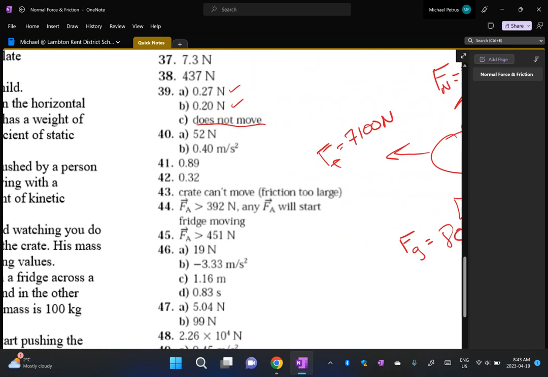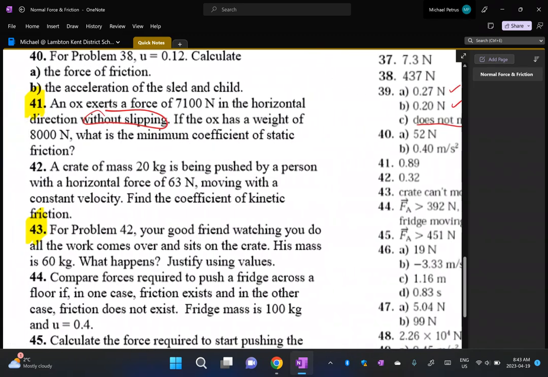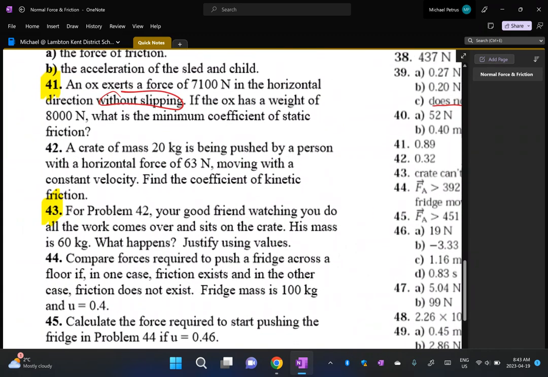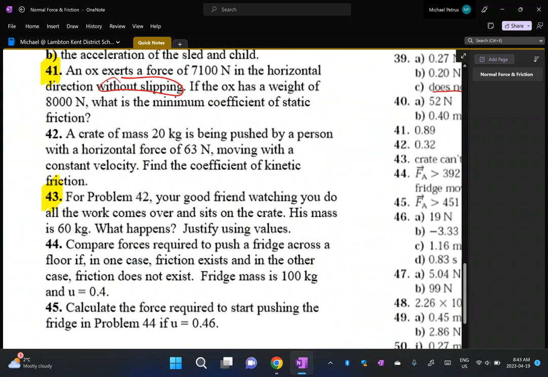Obviously, pause this video if you need it to slow down or go over anything again. Next one's 43, which says, for problem 42, your good friend watching you do all the work comes over and sits on the crate. His mass is 60 kilograms. What's going to happen? Justify using values. So to do that, I feel like I should do 42 as well.